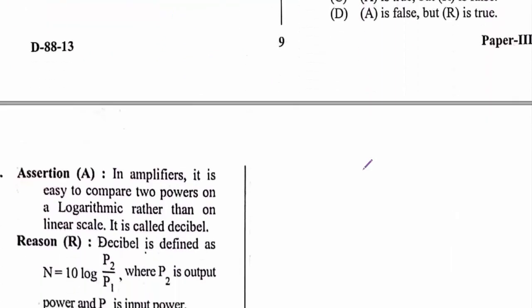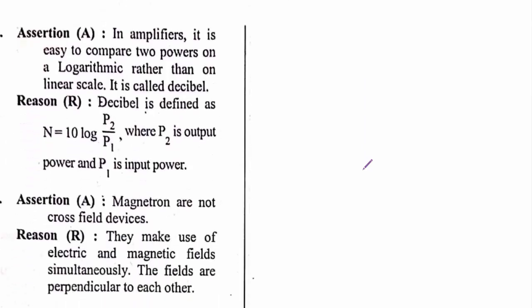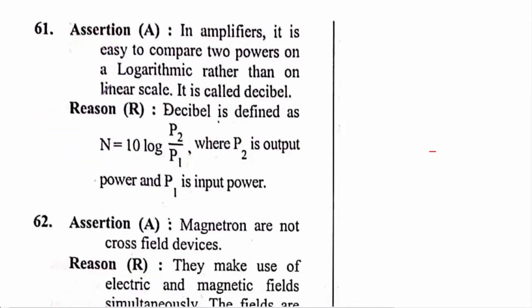61st to 70th question, the questions will be based on assertion and reasoning. If both the statements are correct and if reason is giving the proper explanation for assertion, then you have to opt for A. If reason is not giving the proper explanation for assertion, then you have to opt for B. If statement A is only correct and statement B is wrong, then you have to opt for option C. If statement B is correct, nothing but reason is correct but assertion is wrong, at that time you have to opt for D.